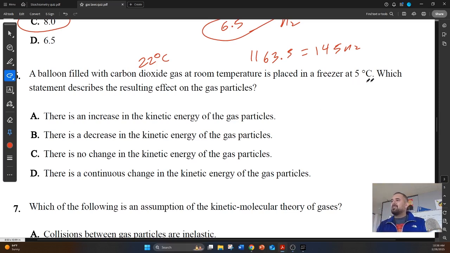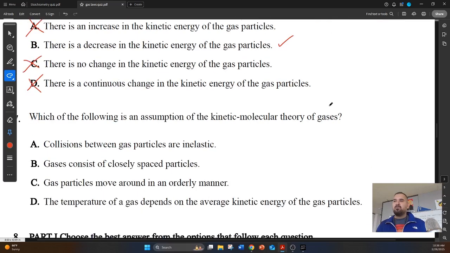So they're going to slow down until they reach 5 degrees C, and then they're going to stop slowing down. They're just going to stay at that rate. So which statement says that? There's an increase in kinetic energy. Is that true? No. There is a decrease in kinetic energy. Is that true? This one is true. There is no change in kinetic energy. Is that true? No. There is continuous change in kinetic energy. Is that true? No. This one is not true because it's going to stop at 5 degrees. It's not gonna get any colder than 5 degrees, so it's not continuous. It won't go on forever. Let's move on to the next one.